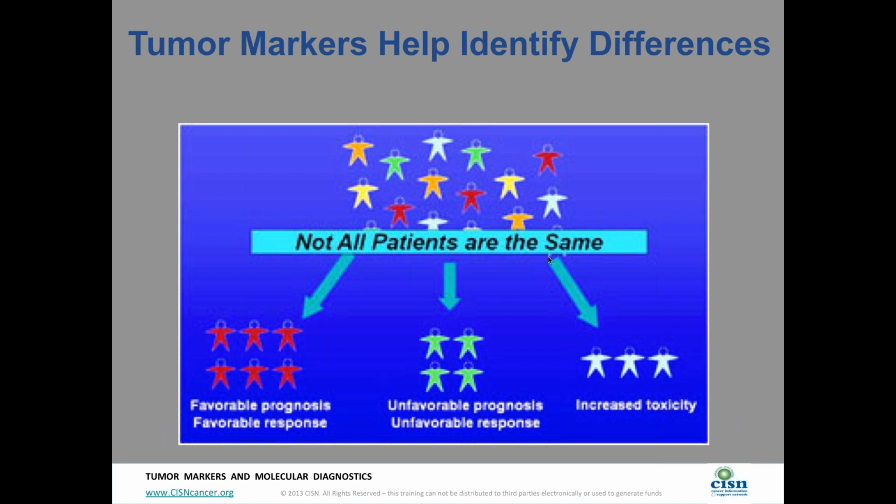And so tumor markers really are to help with this precision medicine world, and that not all patients are the same, and you can have favorable prognosis, unfavorable prognosis, and increased toxicity. I think there are so many uses that we can use these tumor markers for in the future.